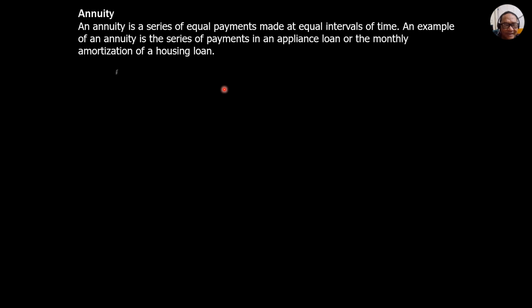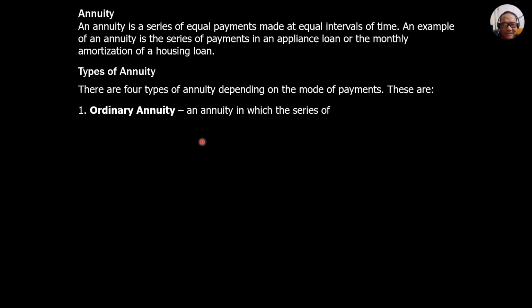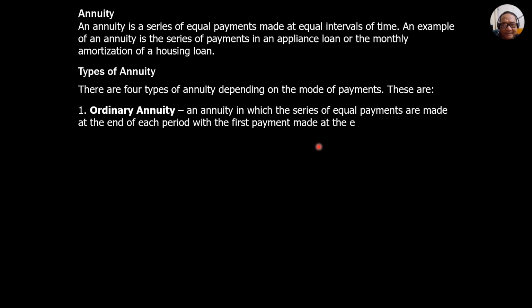So types of annuity. We have the ordinary annuity, where the principles and formulas shall be based. There are 4 types, and first we have the ordinary annuity: an annuity in which the series of equal payments are made at the end of each period, with the first payment made at the end of the first period.